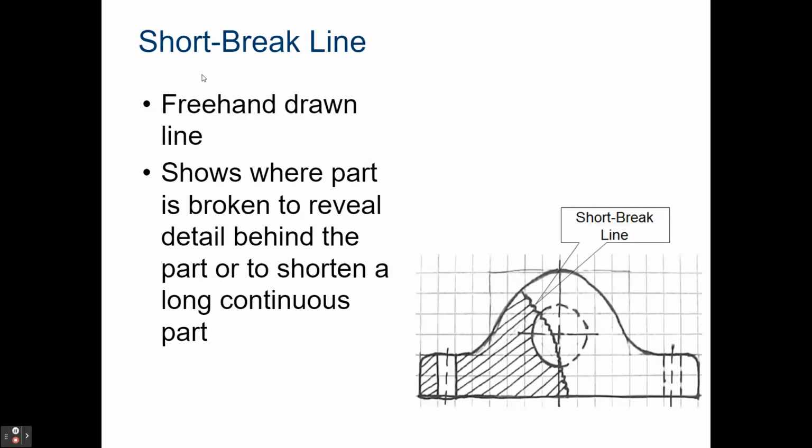To go along with those section lines, we have a short break line. This is a freehand drawn line, shows where the part is being broken or kind of cut away to reveal any of that detail inside of it that we're looking at here. And so it's just a squiggly line all the way down, showing the 2 halves of the part, where it's been cut and where it's not been cut away. This is a short break line.